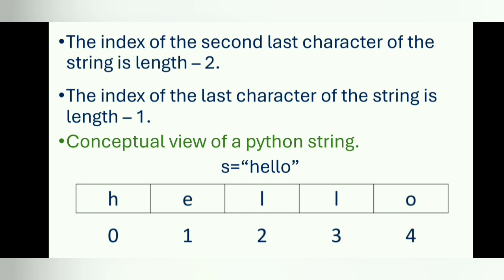We can access a specific character in the string by specifying its index within square brackets with the string name. Here s[0] refers to the first character, that is h, s[1] refers to the second character, that is e, s[2] refers to the third character, that is l, s[3] refers to the fourth character, that is l, s[4] refers to the fifth character, that is o.